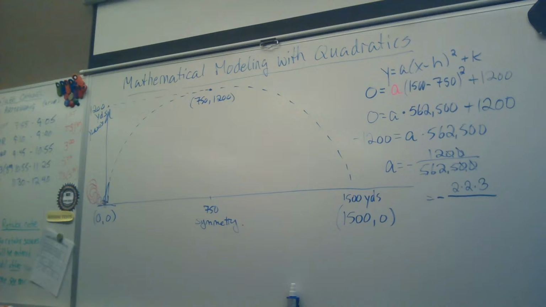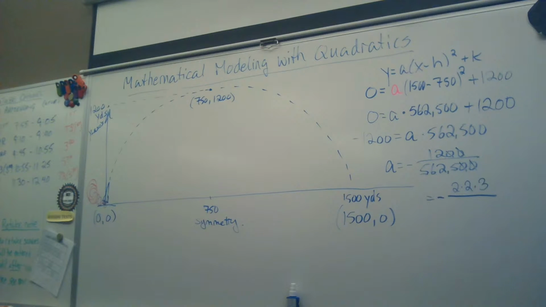The reason I'm doing this is because I do not want a decimal. I want to simplify this fraction. Sometimes you can just tell your calculator, hey, simplify this fraction for me, but sometimes you can't. So does 2 go into 5,625? No. Does 3 go into 5,625? How do you know? Because 3 goes into 15. Do you guys know the trick?